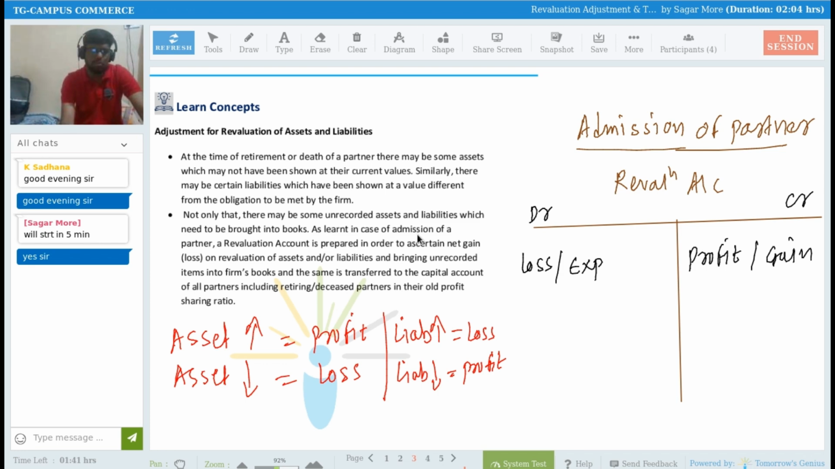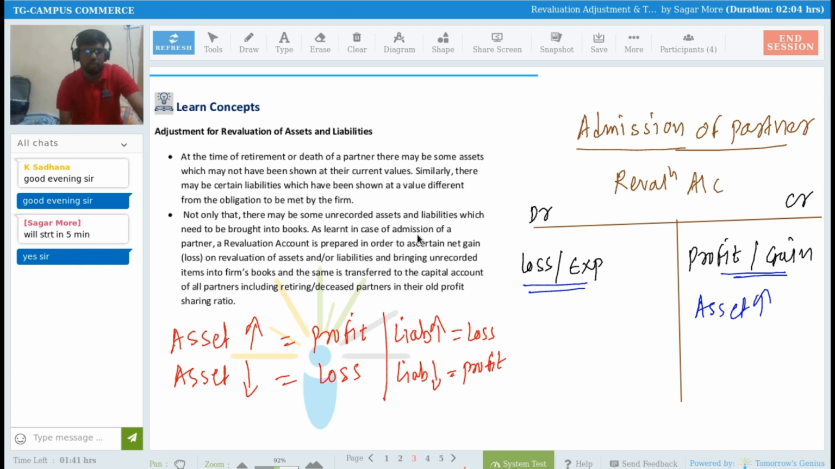So as I said, your revaluation account is as good as your profit and loss account. On the debit side, you have to write down losses and expenses, and on the credit side, you have to write down profit and gain. So if the value of an asset increases, it's a profit for you. So you have to write down on the credit side, when value of asset increases, the margin by which the value of the asset increased. You have to write down that.